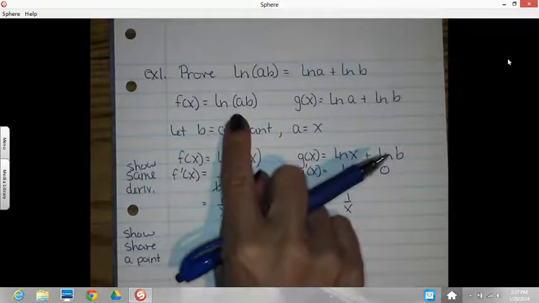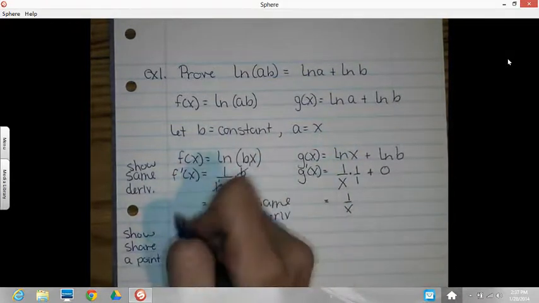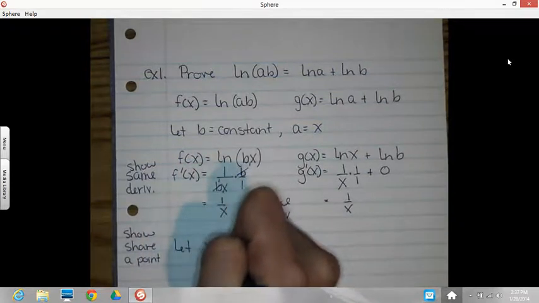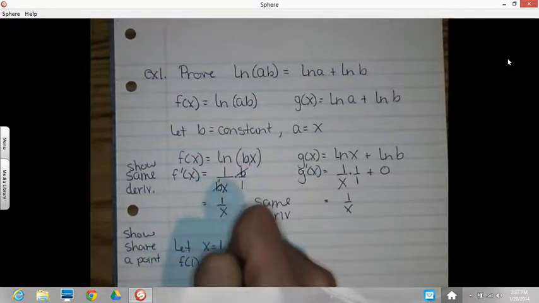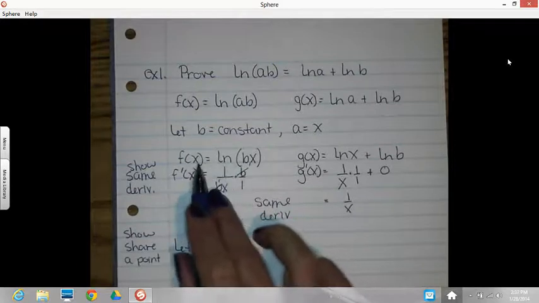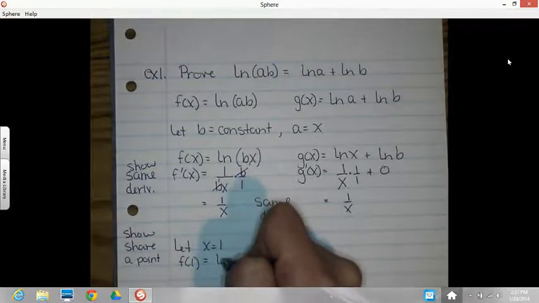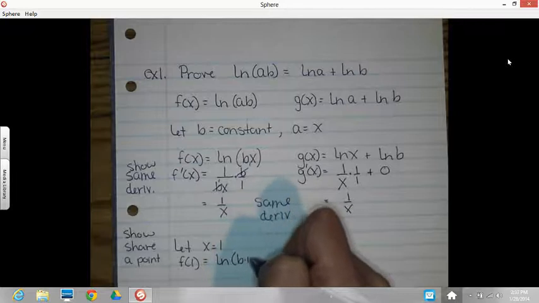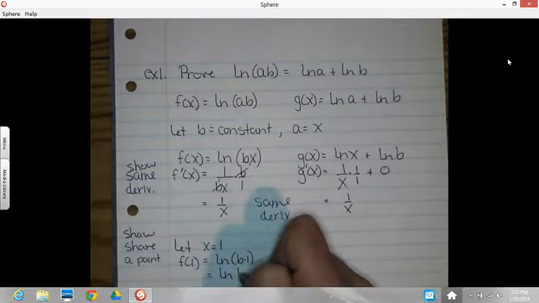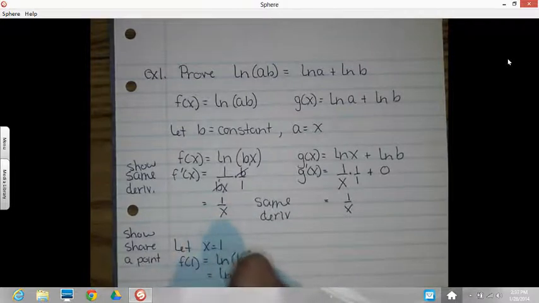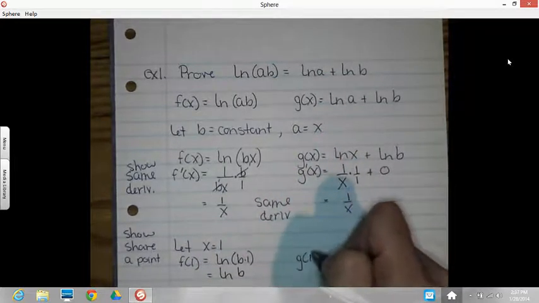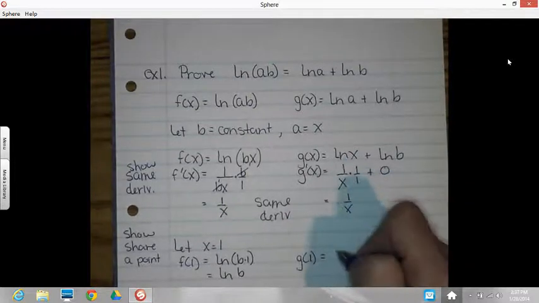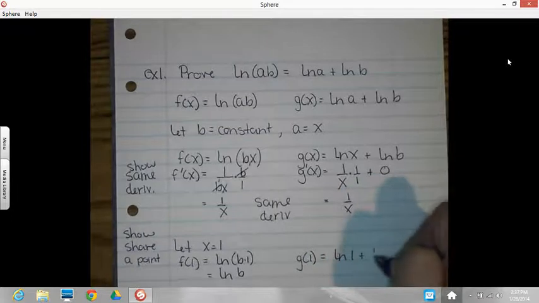So if we go back here, if I let x equal 1, and find f of 1, which is right here. Here's my function f I'm using. Natural log of b times 1 is natural log of b. So the point that I have found has an x value of 1 and a y value of natural log of b. Over here, g of 1, natural log of 1 plus natural log of b.